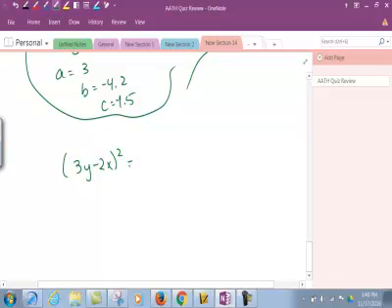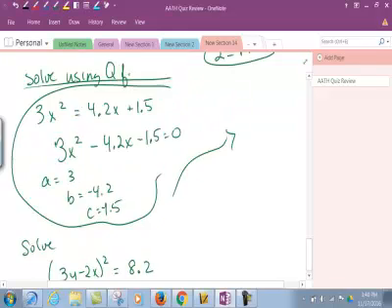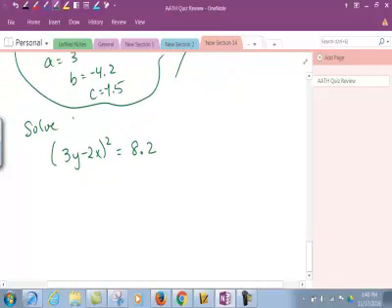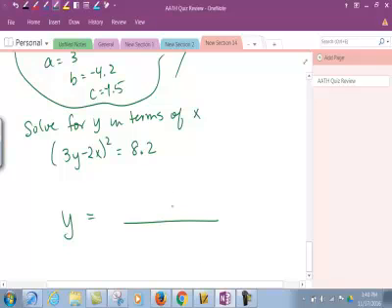All right, last one I want you to do is to look at if I have 3y minus 2x, and it's squared, equal to 8.2. Sometimes when we solve, just like when we solved here and we ended up with c in the answer, sometimes we solve for y in terms of x, and what that means is you want y on one side and then x on the other.